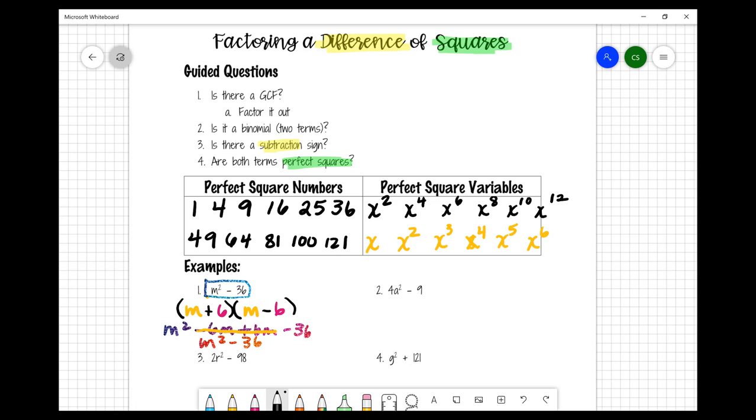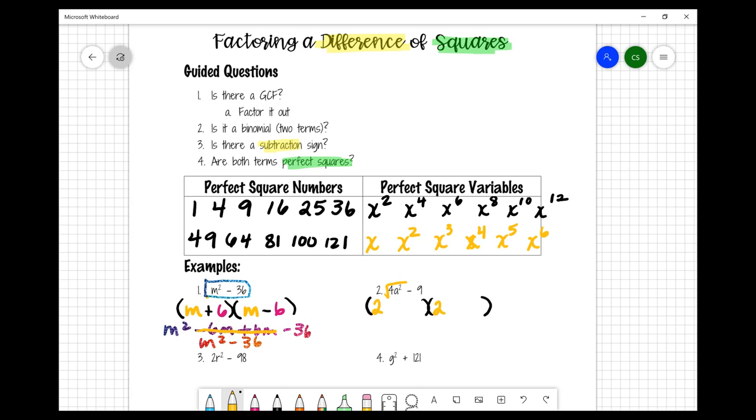Yes, it has two terms. Is there a subtraction sign? Absolutely. Are both of my terms perfect squares? Well, let's take the square root of 4a squared. Well, the square root of 4 is 2. So this parentheses gets a 2, and this parentheses gets a 2.